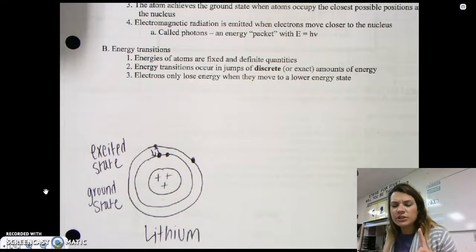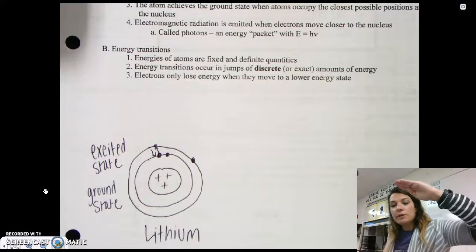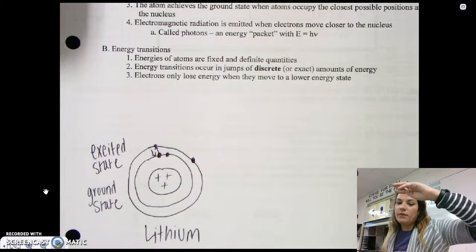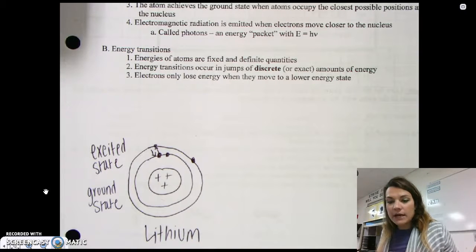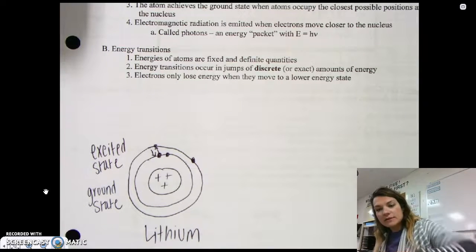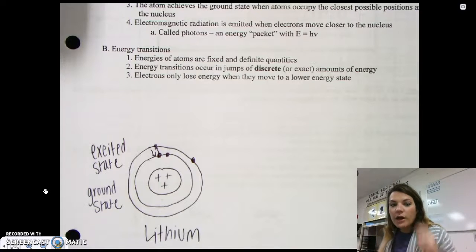Now let me ask you a question. If the electron, as it moves up to the excited state, absorbs energy, what is going to happen to that energy as it falls back down to the ground state? I hope you're thinking that it's going to have to release it somehow, and that's exactly what happens.